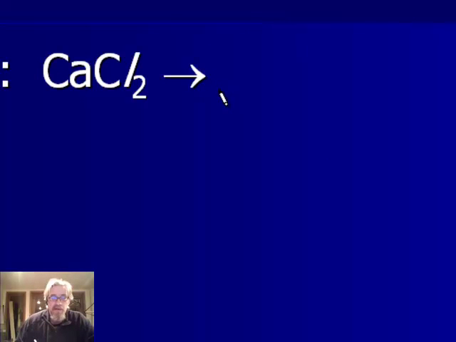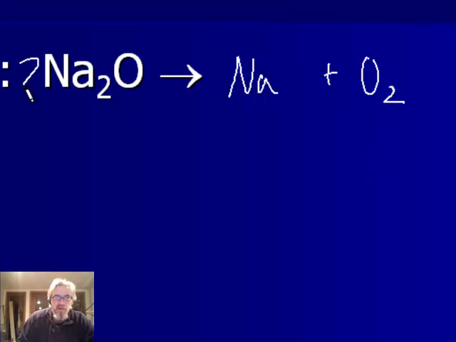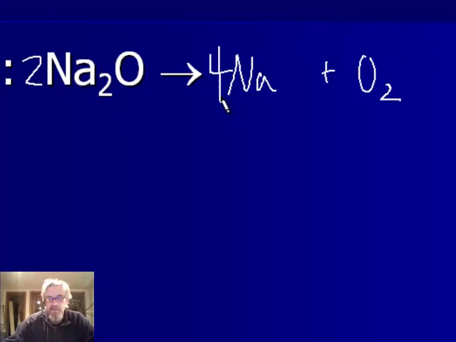Another example, calcium and chlorine. Calcium is one element, not diatomic. Chlorine is a second element, is diatomic. It's already balanced. Another one, Na2O, decomposing. Well, sodium, not diatomic. The second element here is oxygen, which is diatomic. To balance this, I could put a 2 here to balance my oxygen. That would require 4 sodiums on the right, so I'll put a 4 there to balance.